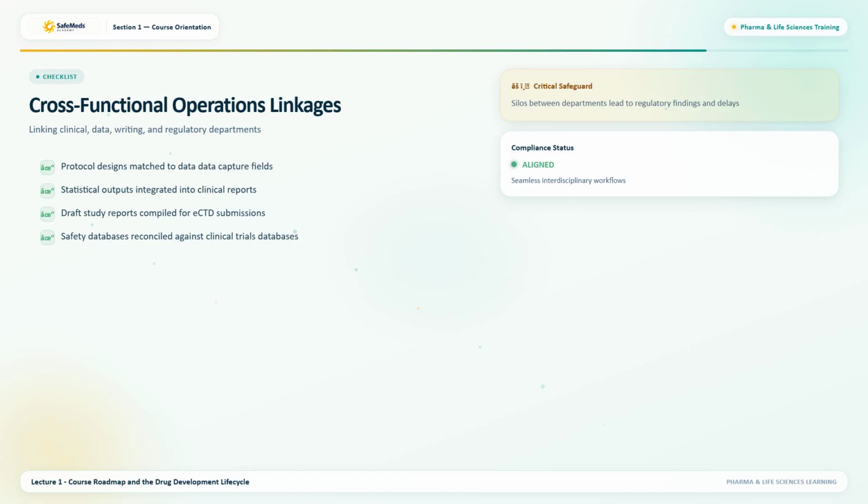This interdisciplinary alignment is critical for maintaining regulatory compliance, optimizing development timelines, and ensuring that drug development processes withstand health authority inspections. Understanding these cross-functional linkages is essential for any professional working in the pharmaceutical industry.